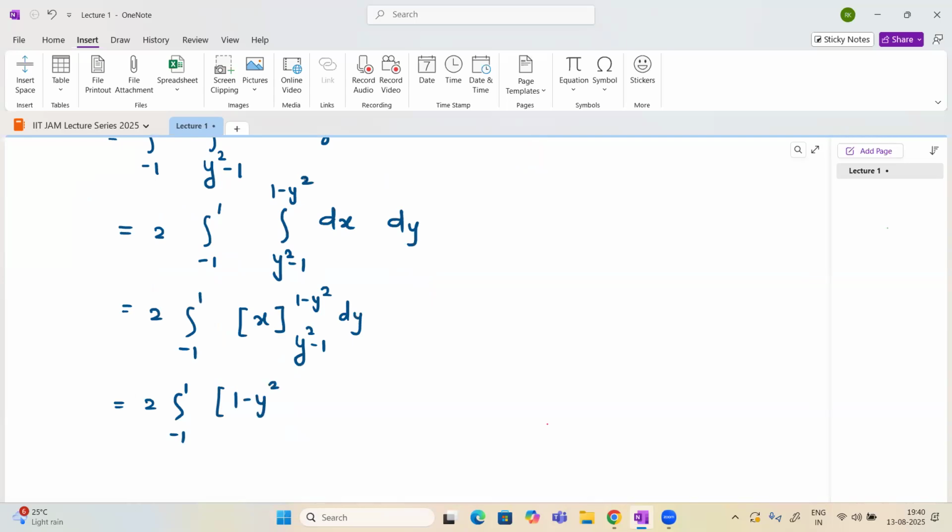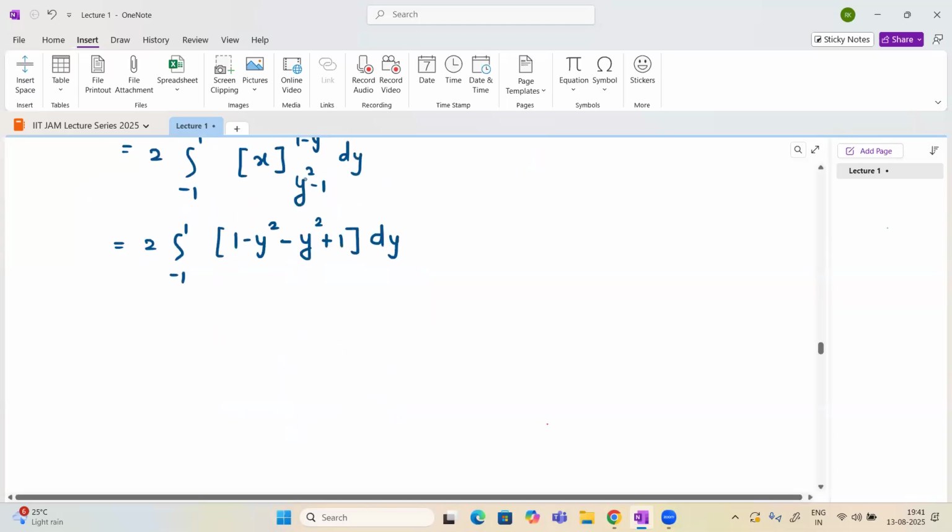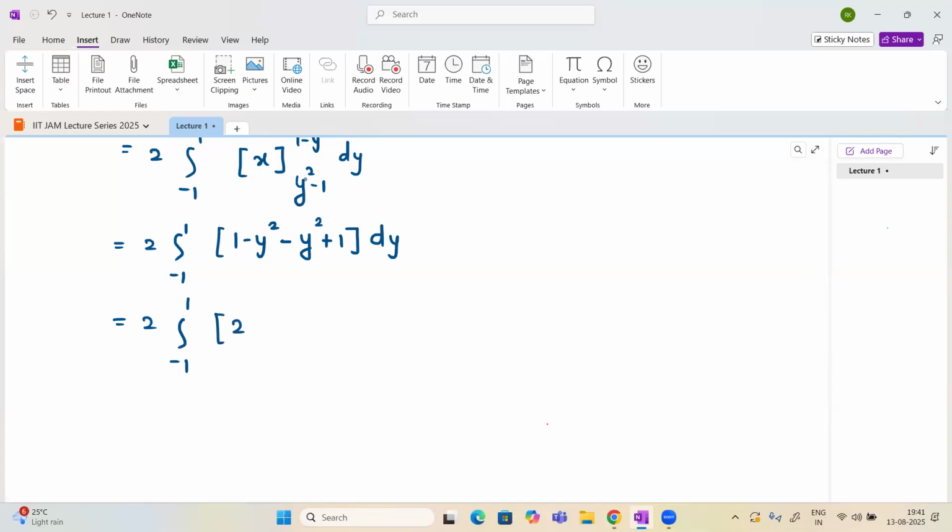1 minus y square minus, I'm putting the lower limit, y square plus 1. Can we cancel anything here? No. But we can add. 2 into 1 minus y square, minus 2 into 1 minus y square.